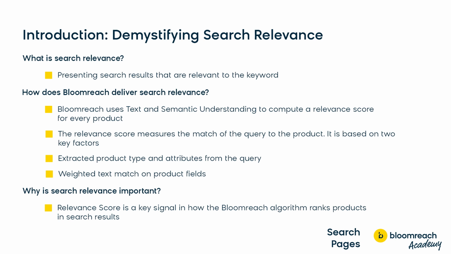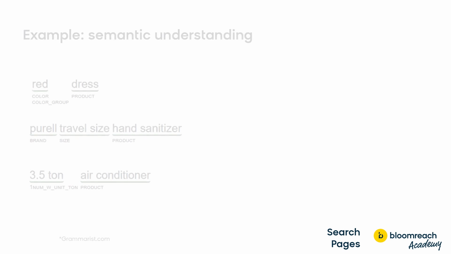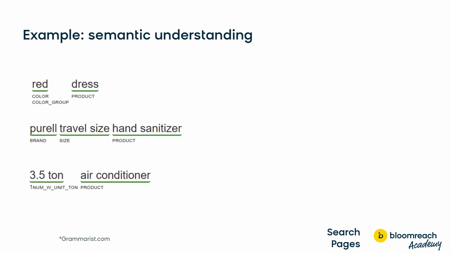Why is search relevance important? Search relevance score is a key signal in how Bloomreach ranks products in search results. There are other signals, obviously, that go into the algorithm also, like performance score and so on. But relevance score is a key signal in the algorithm, and that is going to be the focus of this session today. So here are some examples of how our semantic understanding technology works.